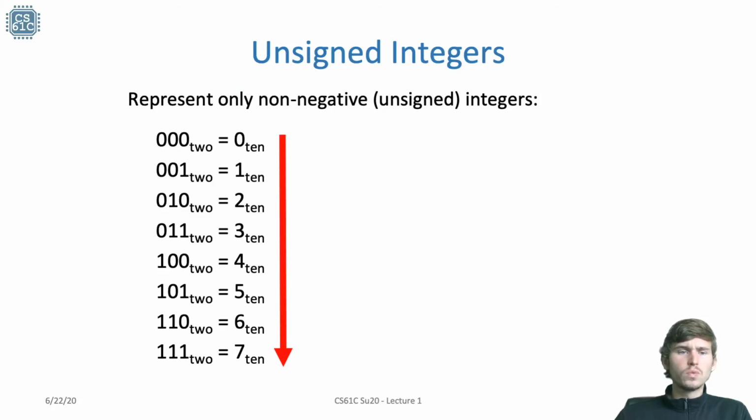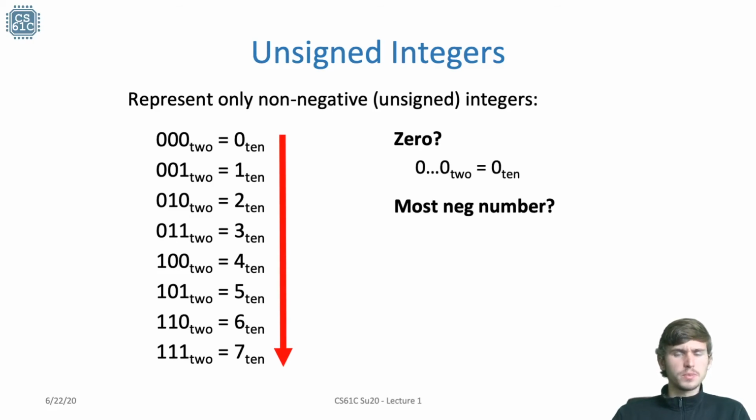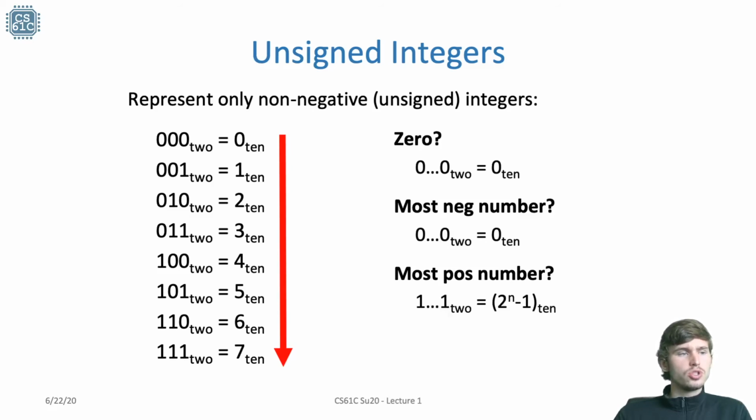So let's continue with our 3-bit example for unsigned integers. In our 3-bit example, here are the numbers you'd actually get if we interpret it as unsigned values. Now, with an arbitrary n bits, how do you think we'd actually represent 0? I mean, that would just be all zeros. How about the most negative number? Well, we're unsigned, which means we can't represent negative numbers, so the most negative number is still 0, which means it would be all zeros. How about the most positive number? Well, that's just all ones, which means that we could represent values up to 2 to the n minus 1 in base 10.